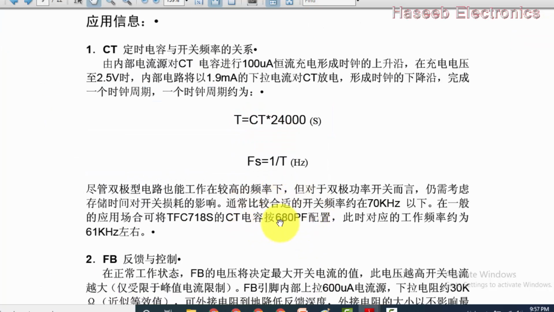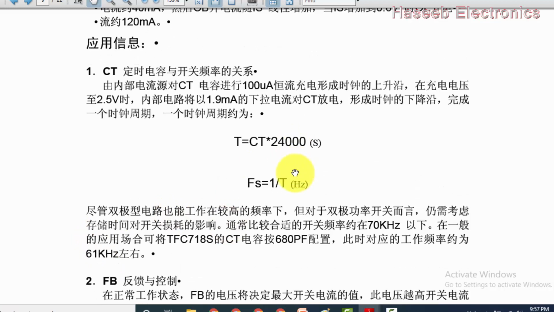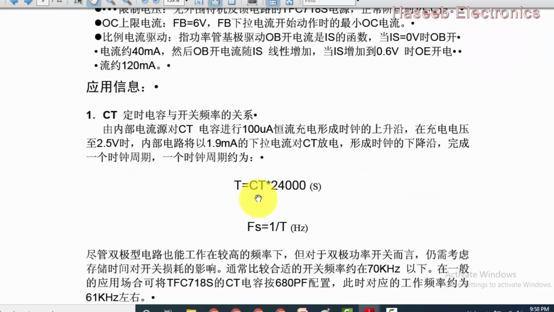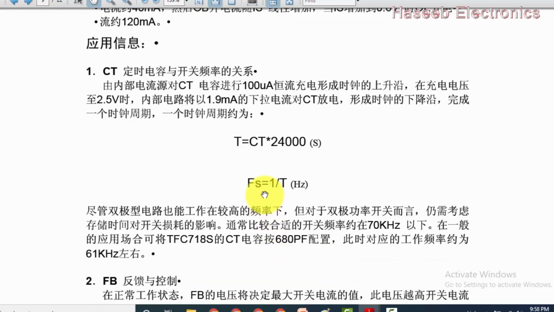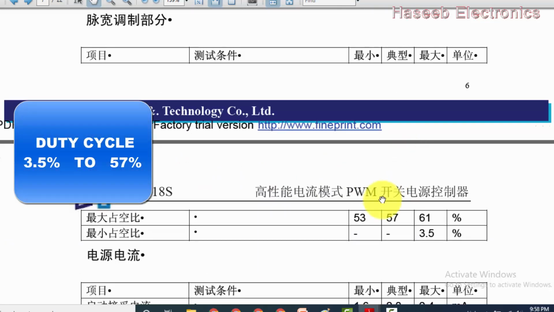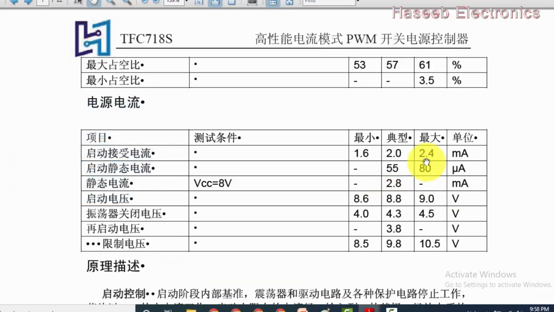As it is discussed here, for this IC, if the CT value is 680 picofarad, then the output frequency will be 61 kilohertz. We calculated the frequency. We can use any IC near to 61 kilohertz, if we have 60 kHz, 67 kHz, like that. So we can set any IC, because if we cannot find this IC, what can we do? We have to modify the circuit. Then you can arrange some IC which can produce the switching frequency at 61 kHz. So its duty cycle is up to 57%. So we can adjust it using any IC.